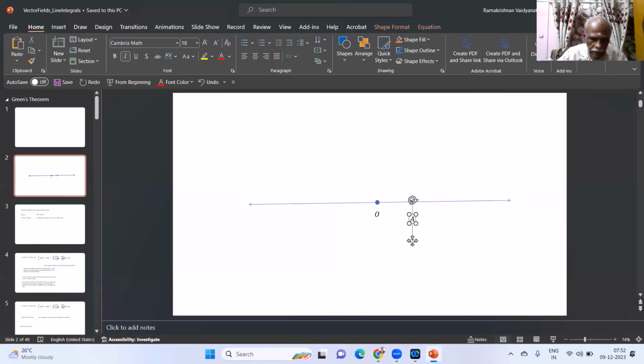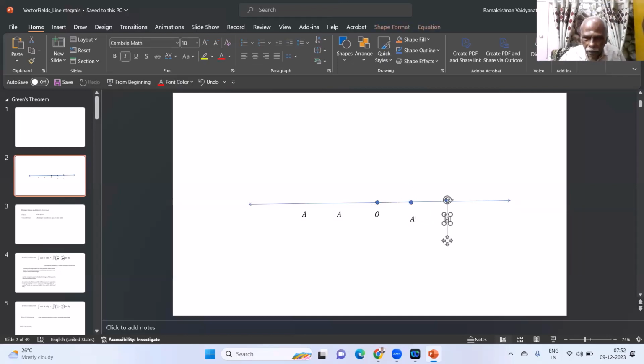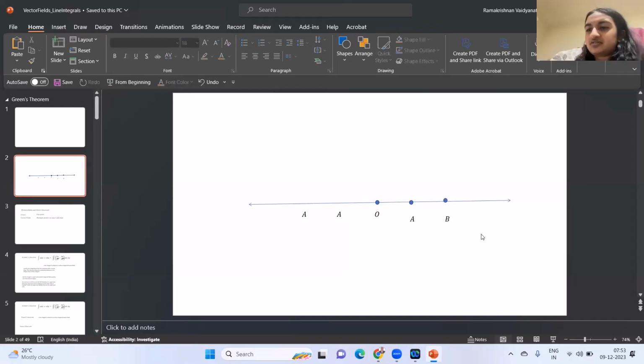Another point I will call C. Now, suppose I go towards the right hand side by 2 centimeters. Then I am already at 2 centimeters. Now I am going further by 2 centimeters. What is the distance of B from O? 4 centimeters. What have you done? You have added. That means you have taken the sign as positive.